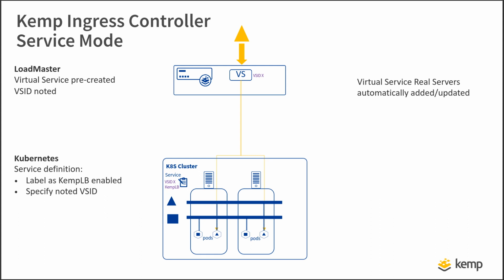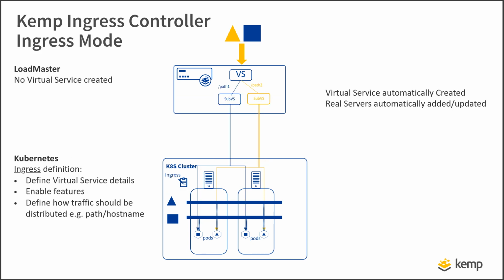So if you have a network operations team, for example, that really needs to keep track of what applications are being published to the outside world, this is a really nice way of doing it. If a development team were looking after Kubernetes and wanted to publish a new microservice as part of an application, they could just request that the network administrator create a VS for them. They would be given the VS ID, attach that to the service definition, and then it would all be done. And every time the application scales, there'd be no need for any updates on the LoadMaster. So that's service mode.